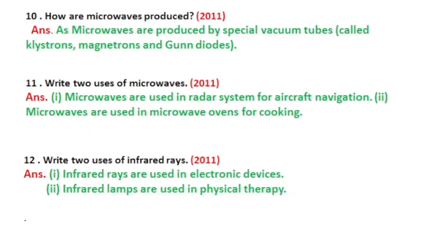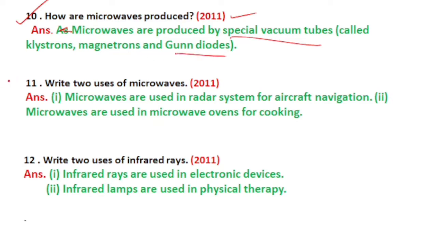So you have to write these important points. Next one is, how are microwaves produced? Production of microwave. It also comes in the year 2011. Microwaves are produced by special vacuum tubes called magnetrons and gunn diodes, right?